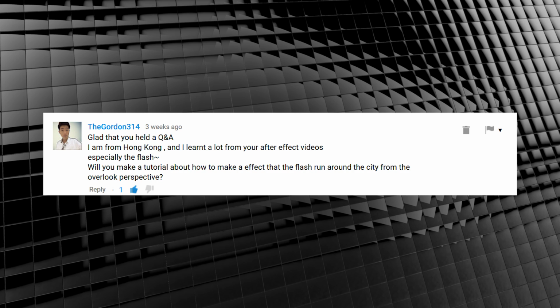And just like last week, we're tackling yet another flash effect, answering this request from TheGordon314 who asked, will you make a tutorial about how to make an effect of the flash running around the city from an overlook perspective? Of course we can, my friend. And unlike every other flash tutorial I've made thus far, we won't be using any lightning. No, this time we'll be using light streaks we animate ourselves.